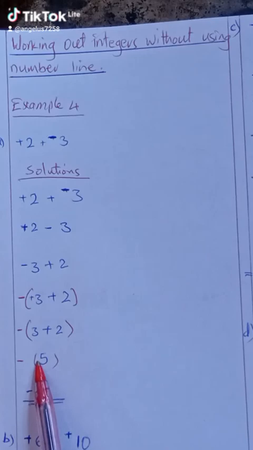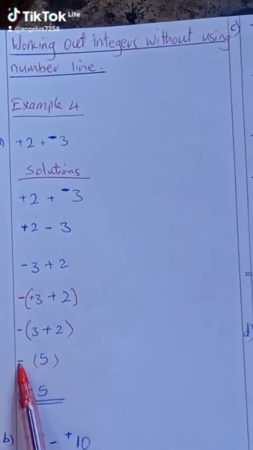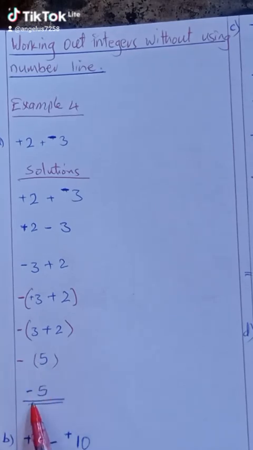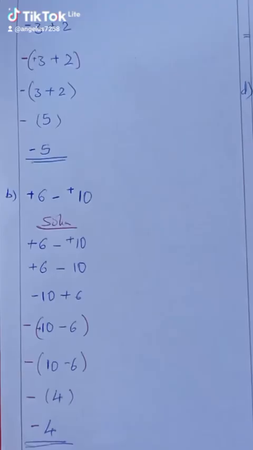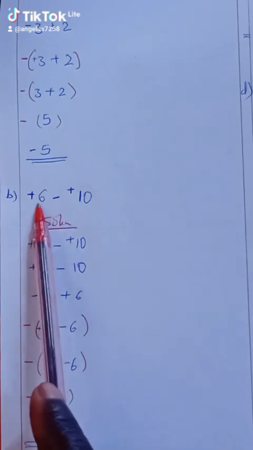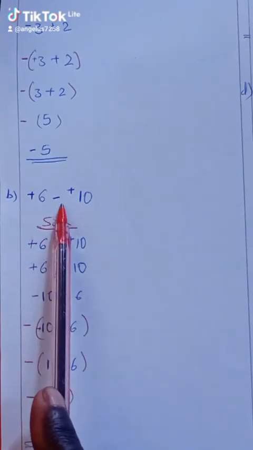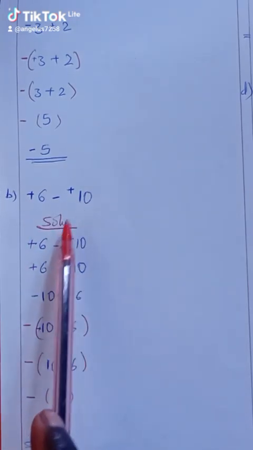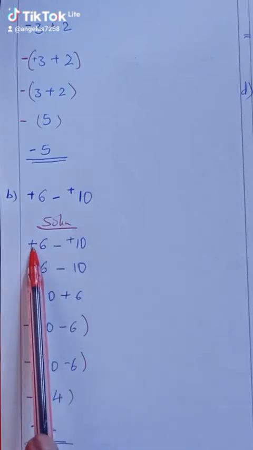Then inside the bracket, we have 3 plus 2, which is the same as 5. Now, this 5 is having a silent positive. So to open the bracket, we're going to multiply those signs. So we have negative times silent positive, we get negative 5. And that is the answer for part A. Now, let us go to part B. Part B, we are given positive 6 minus positive 10.